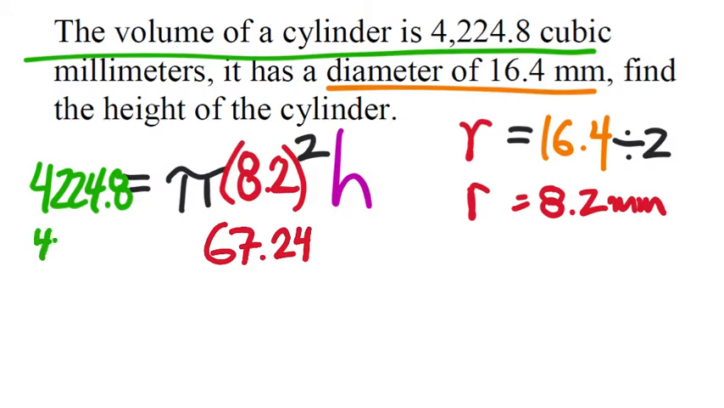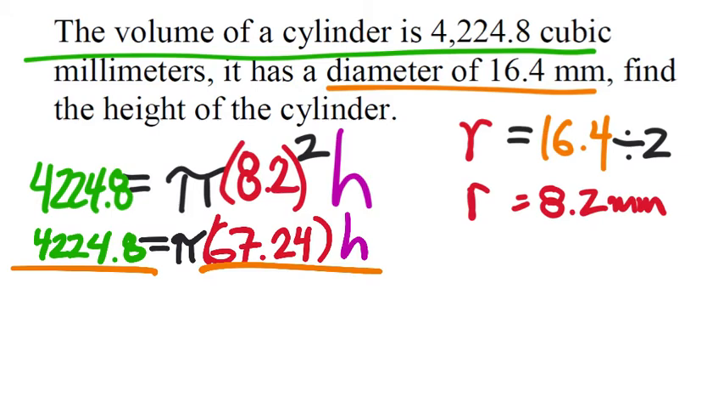So my new equation after just that evaluation, 4,224.8 equals pi times that 67.24. And you can put in parentheses if you need to, times the height. Now in that last problem, I said that I did it in 2 steps. I'm going to do this in 1 step, okay, to solve for the height. What I'm going to do is divide both sides, right? Because if you do it to one side, you got to do the other side, by not only pi, but pi times 67.24. And yeah, you can do that.